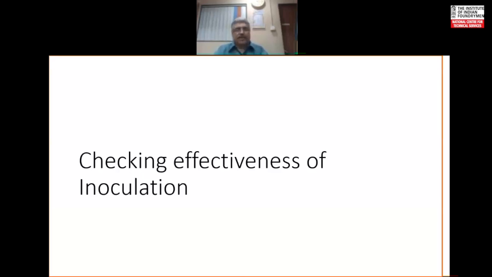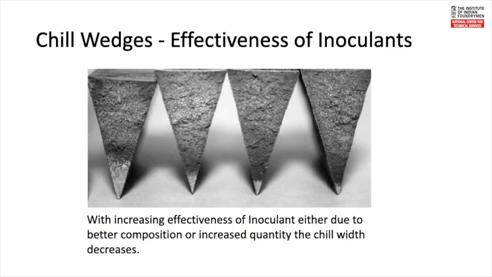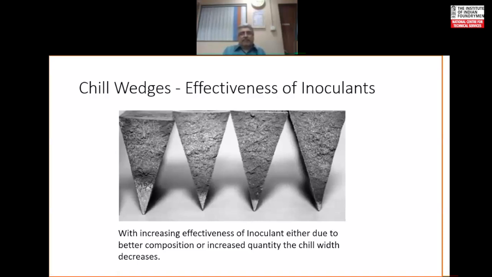Now, checking the effectiveness of inoculation. This we have covered in our earlier lecture in gray iron also. Wet chill is very, very popular. And as you can see, it reproduces in a very nice way what is likely to happen in actual casting with a variety of section thicknesses. And I'll not spend too much time on this. We are running out of time now.